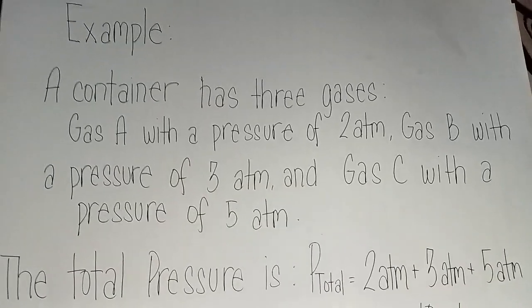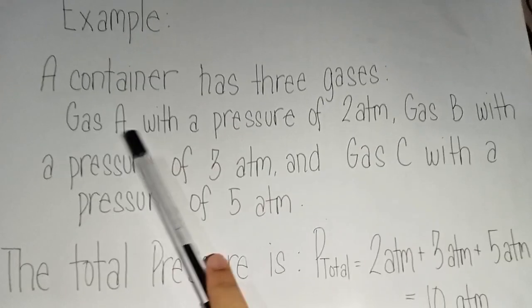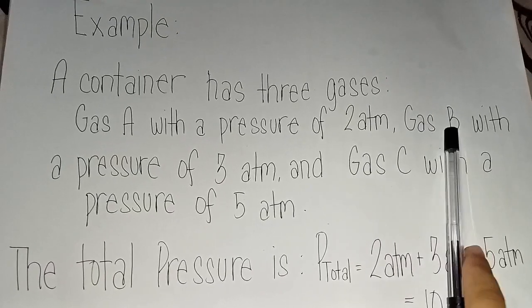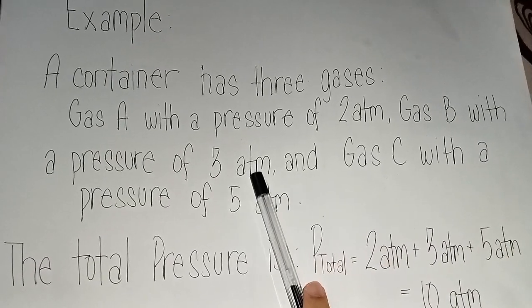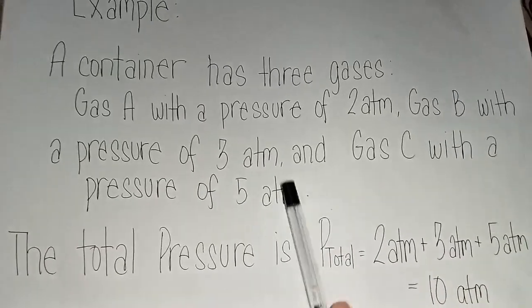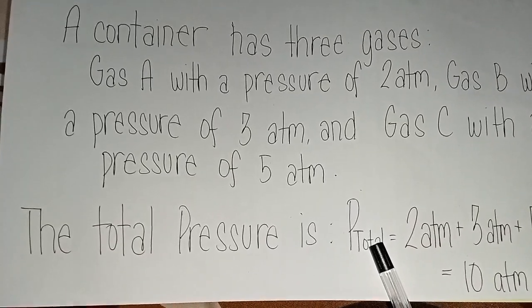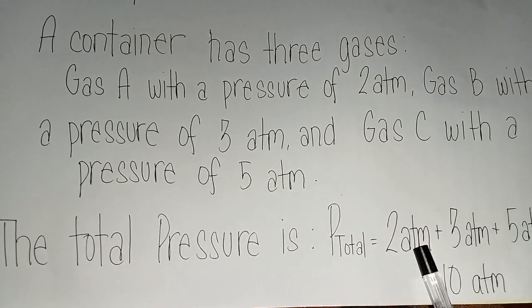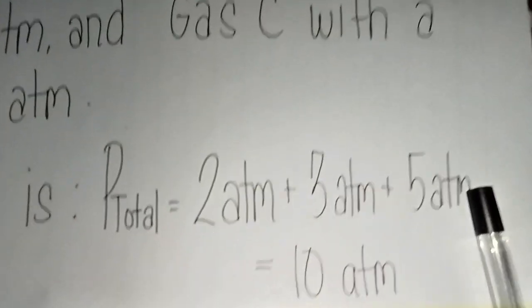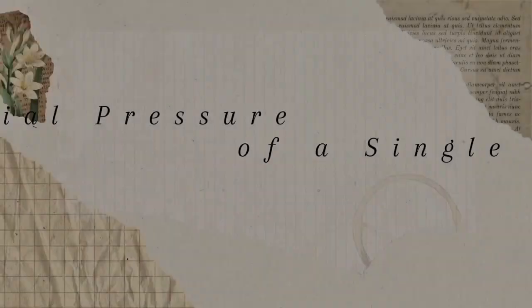Here's an example. A container has three gases. Gas A with a pressure of 2 standard atmospheres, gas B with a pressure of 3 standard atmospheres, and gas C with a pressure of 5 standard atmospheres. The total pressure is P total equals 2 standard atmospheres plus 3 standard atmospheres plus 5 standard atmospheres, equals 10 standard atmospheres.